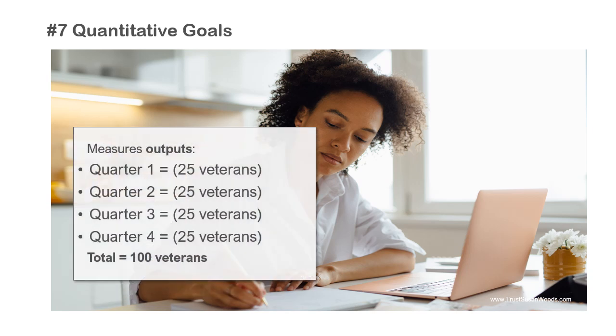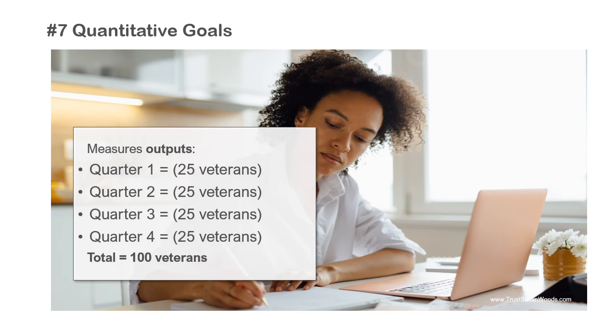The seventh key component in a program description is quantitative goals. What are the quantitative goals that you plan to achieve through this program? The quantitative goals measure outputs, what you're going to get out of the program. So in the first quarter, we're saying we're going to serve 25 veterans. Second quarter, same. Third quarter, same. Fourth quarter, same. So we're saying we are planning to serve 100 veterans per year. That's the output.